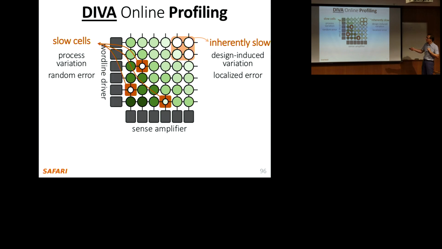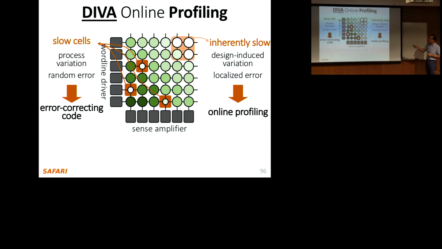There's also some stuff that is slow inherently, not because of design-induced variation or systematic variation, but because of process variation. I believe bit lines are an example of this. That's why you have these localized errors in the bit lines. So you have these random errors. The idea in this work was that you profile and figure out the latency based on this, and for these random errors, you rely on ECC, error correcting codes. Error correcting codes are very good at correcting these errors if you reduce the latency for these. And you can find these with online profiling.